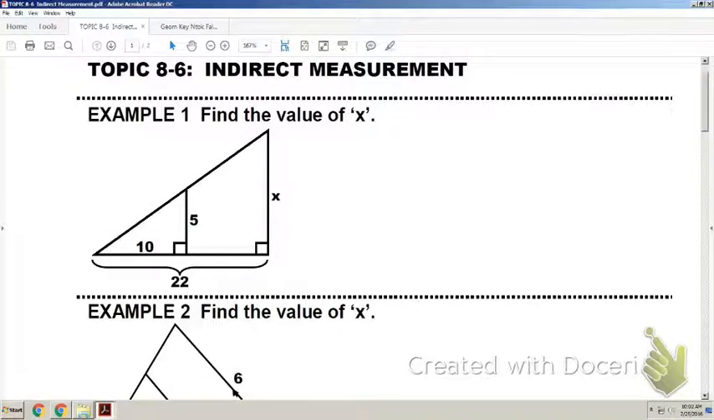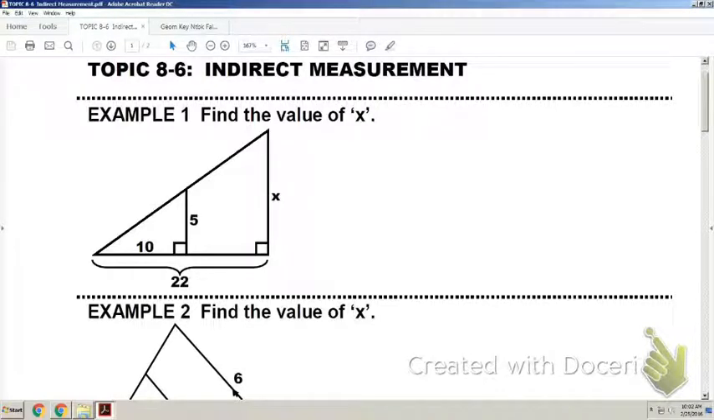Okay, this is section 8.6 over indirect measurement. So what we're going to do in this section is look at pictures, or you're going to have to draw your own picture to set up a proportion to solve for a missing side length. So on the first example, it says find the value of x.